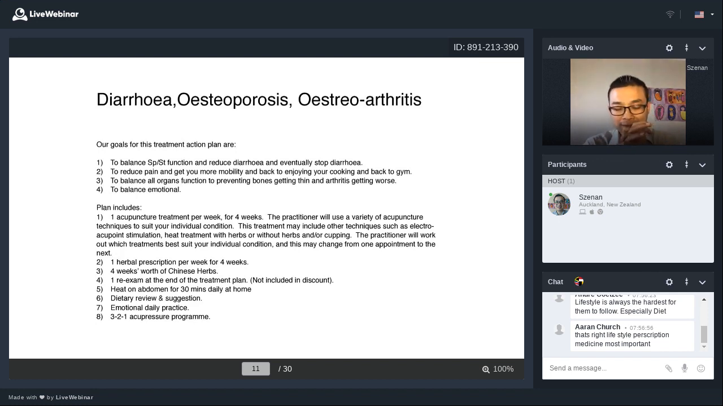If those patients do the acupressure point program every day, you see it's very different in the results. And those who are not doing it, or do it sometimes, you can see that the results are not lasting as well, or always up and down, right? Yep. Lifestyle is always the hardest for them to follow, especially diet. I agree with that. That's right. Lifestyle prescription, medicine, most important. Yep, I do agree with you.